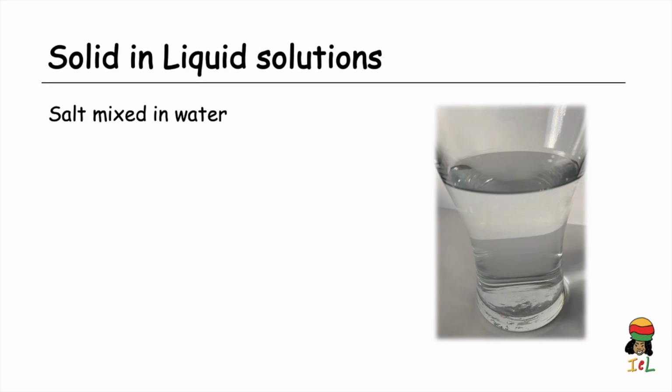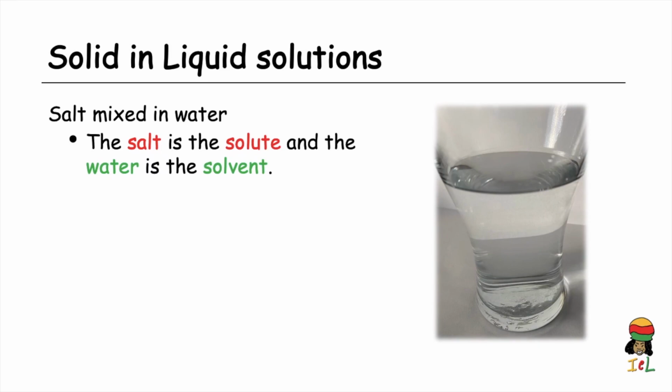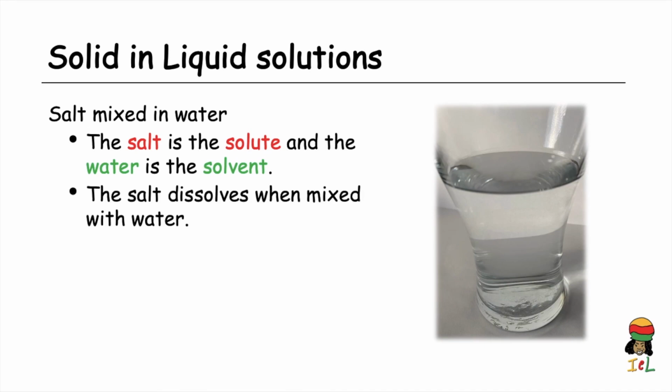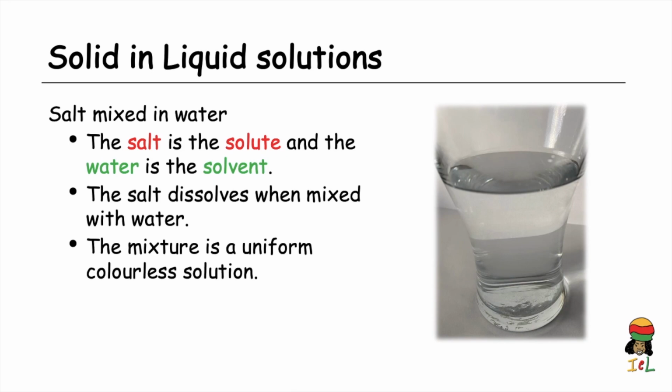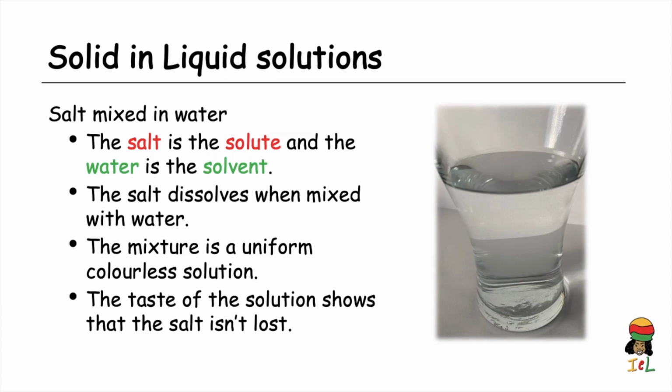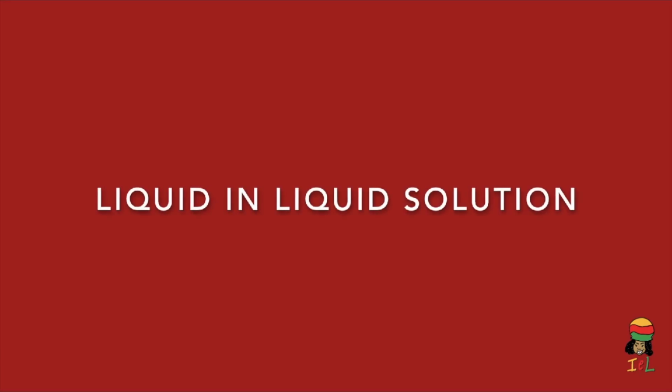In the demonstration of the solid and liquid solution, we saw that the solution was comprised of the salt, which was a solid, and of course the water is the liquid. The salt was a solute because it was of lesser quantity, and the water was a solvent, which was of greater quantity. When the two were mixed, the salt dissolved in the water to produce a uniform appearance of a colorless solution. Since the solution was colorless, we know that the salt is still there due to its salty taste.